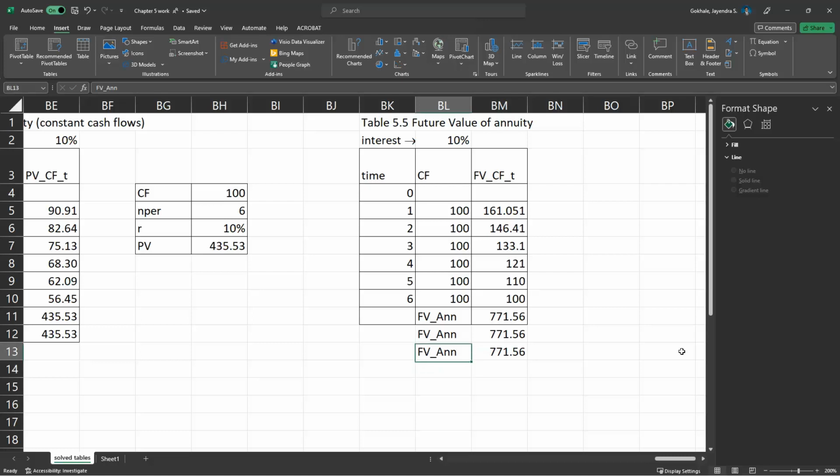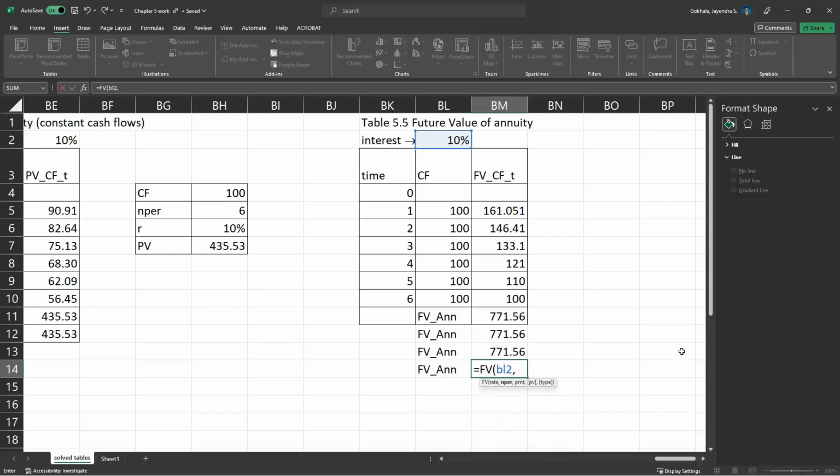Now we can actually use the FV function also, which we have not used so far. So let's use the FV function itself. So equals FV. The rate is BL2. The number of periods is BK10. The payment is minus whatever, BL10. And the present value is nothing. We didn't start with anything, and so there's no initial cash flow. And the type is 0. So this will also give us 771.56.